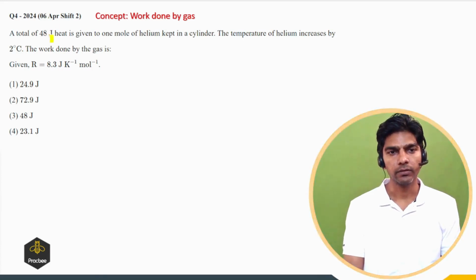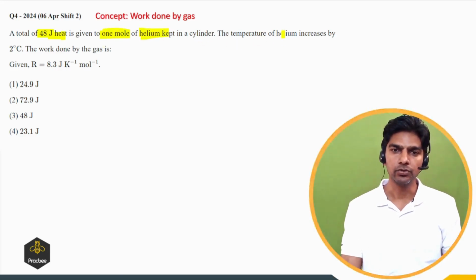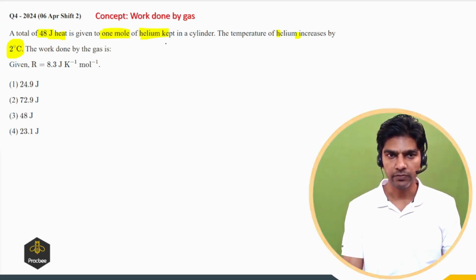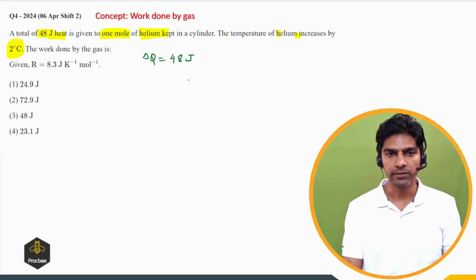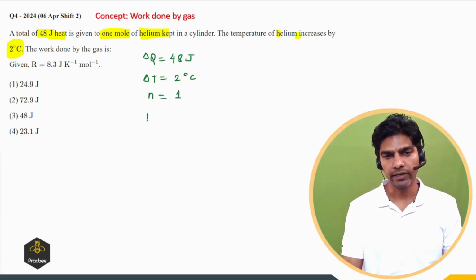A total of 48 joules heat is given to 1 mole of a helium gas kept in a cylinder. The temperature of the helium gas increases by 2 degrees Celsius. So that is the change in the temperature. What is the work done by the gas? So volume is constant, 1 mole of gas is given, heat is also given, right? So delta Q is given as 48 joules, and the temperature is increased, so delta T is also given, which is 2 degrees Celsius, and we have given N as 1, and it's a helium gas, and we have to find the work done, right?